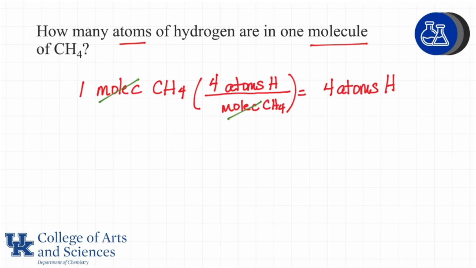And we get 4 atoms of hydrogen. While this was a simple example where we were starting with one molecule, we often are starting with a different number of molecules. And so this ratio or relationship here in the middle is what's going to help us get between molecules and atoms.